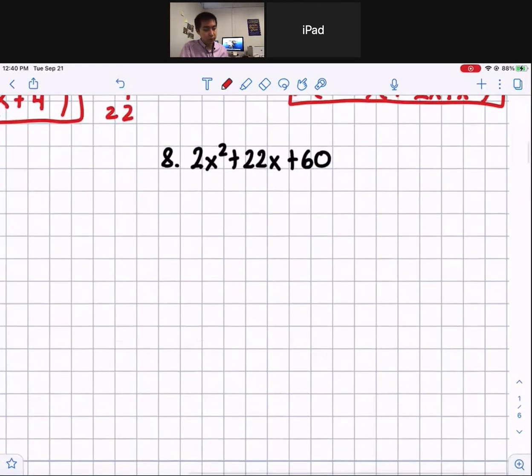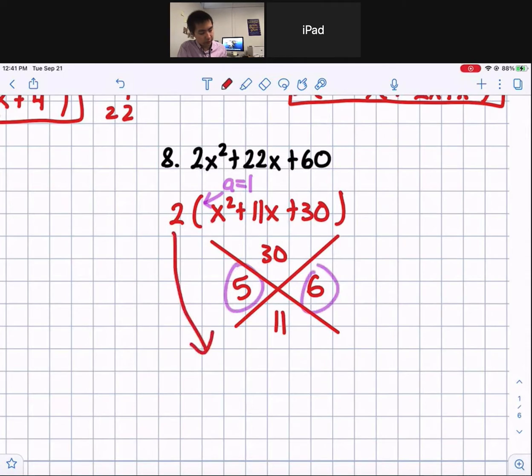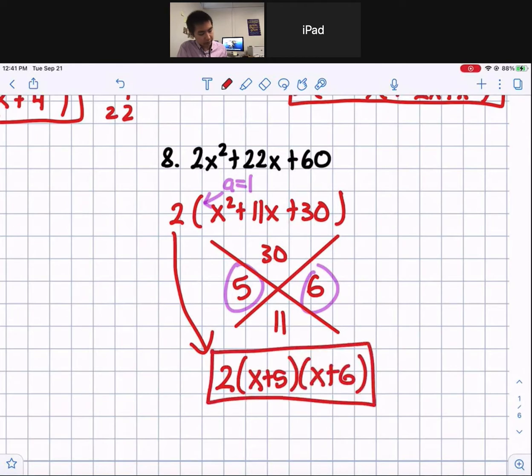Number 8. You can factor out a 2 from each one and divide all of them by 2. Now notice your a value is 1. So when you do your x method, 30 up top, 11 on the bottom. The two numbers that multiply to 30 but when added give you 11 are 5 and 6. And remember, since a equals 1, you just use the 2 side numbers. Don't forget the 2. So 2 times x plus 5 and x plus 6.